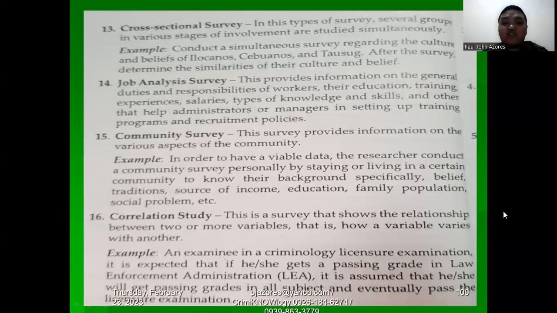And then we have the correlation study. This is a survey that shows the relationship between two or more variables. That is how a variable varies with one another. An examinee in the criminology licensure examination is expected that if he gets a passing rate in law enforcement administration, it assumes that he or she will get passing grades in all the subjects and eventually pass the board examination. So that's the example of the correlation survey.